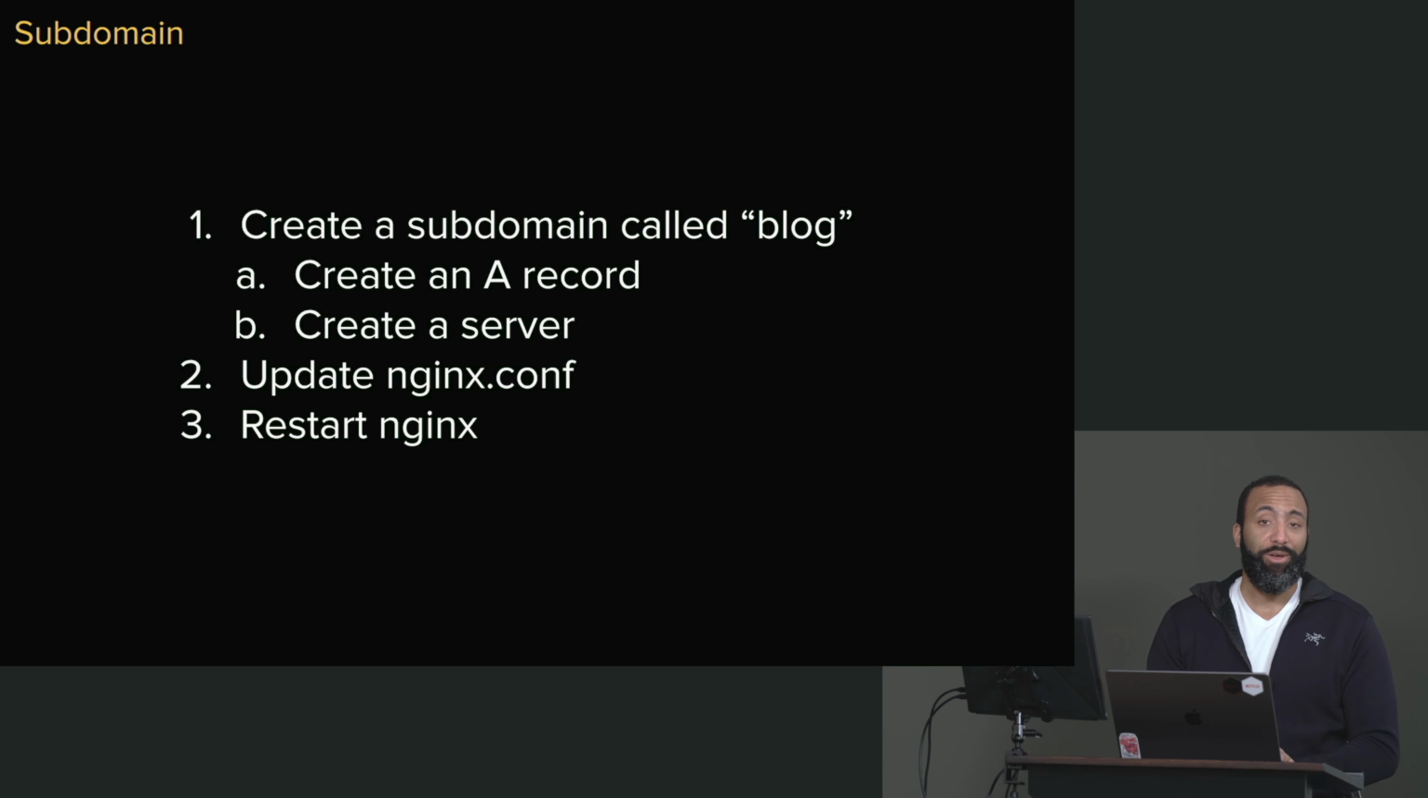Or you can call it whatever you want. I'm going to call it blog because it's easier to reason about. So it'll be blog.gemstack.lol. The first thing we have to do is create a record on DigitalOcean. Now you've already done that before, so I'll let you do that now.